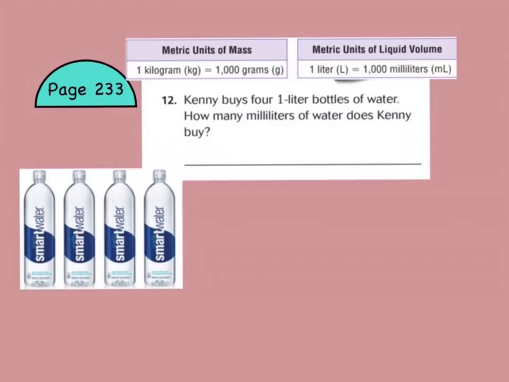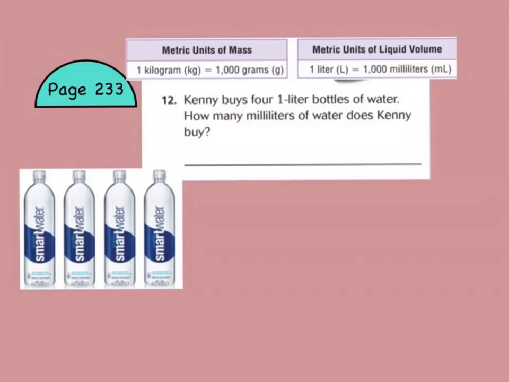And here we are at our very last problem of the night. Go ahead and make sure you're still on page 233 and make sure you're writing down everything that I'm writing down as well. I went ahead and put our charts up top just in case we needed them. Number 12, we're going to be looking at number 12 right now. Kenny buys 4 1-liter bottles of water. How many milliliters of water does Kenny buy? Now, it did not tell us how many milliliters, but we know that 1 liter equals 1,000 milliliters, so we can go ahead and figure that out pretty easy.